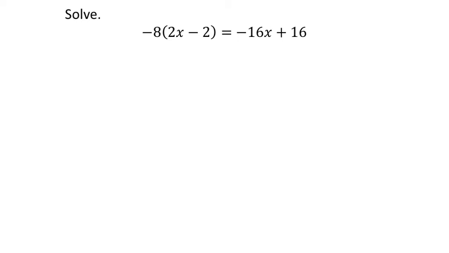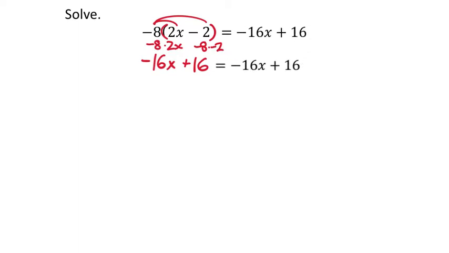So right off the bat here, I see parentheses, right? So I'm expecting some distribution. First off, I'd have negative 8 groups of 2x's, which would be negative 16x's. Then I have negative 8 groups of negative 2, which is positive 16. All right, so that is going to equal negative 16x plus 16.